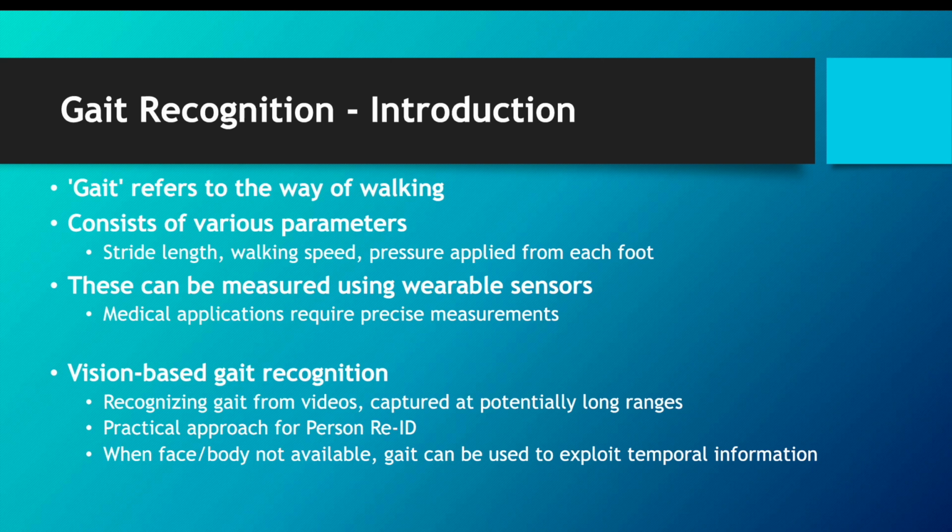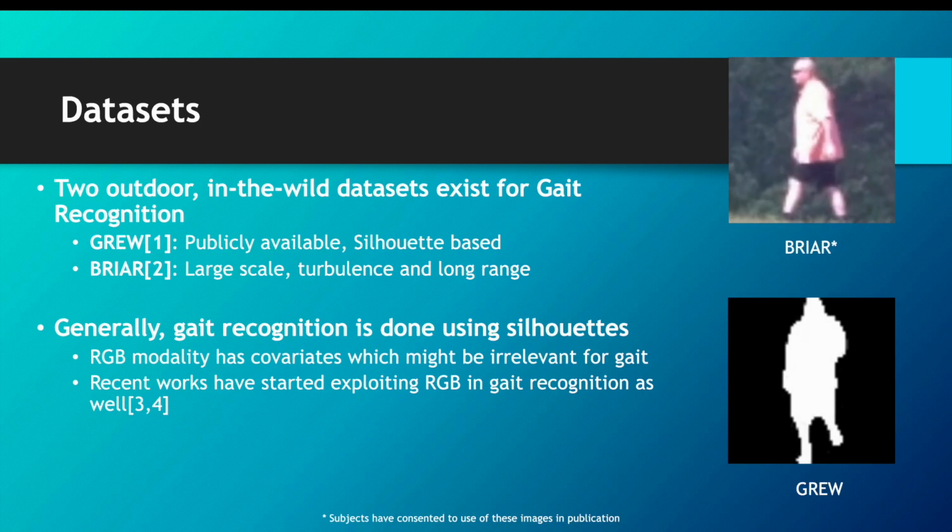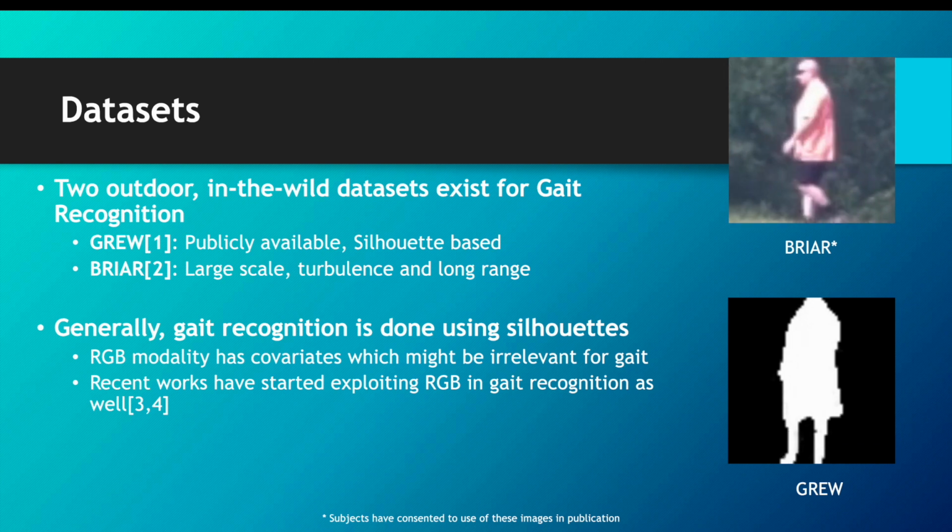But for the field of biometrics, to recognize people, we usually have vision based gait recognition approaches because they can potentially be used from videos captured at very long ranges. And when face and body are not available, gait can be used to exploit temporal information to identify the subject better. So yeah, these are the kind of data sets we have.